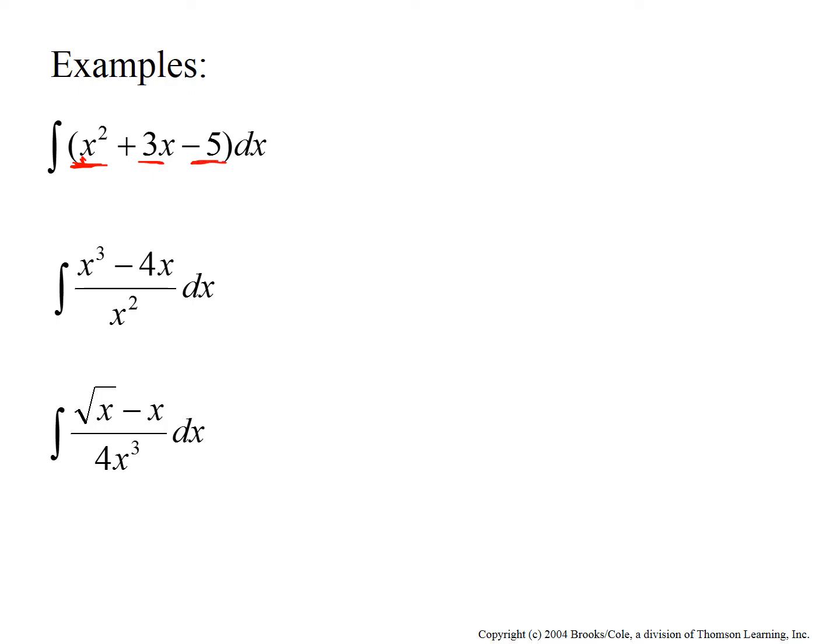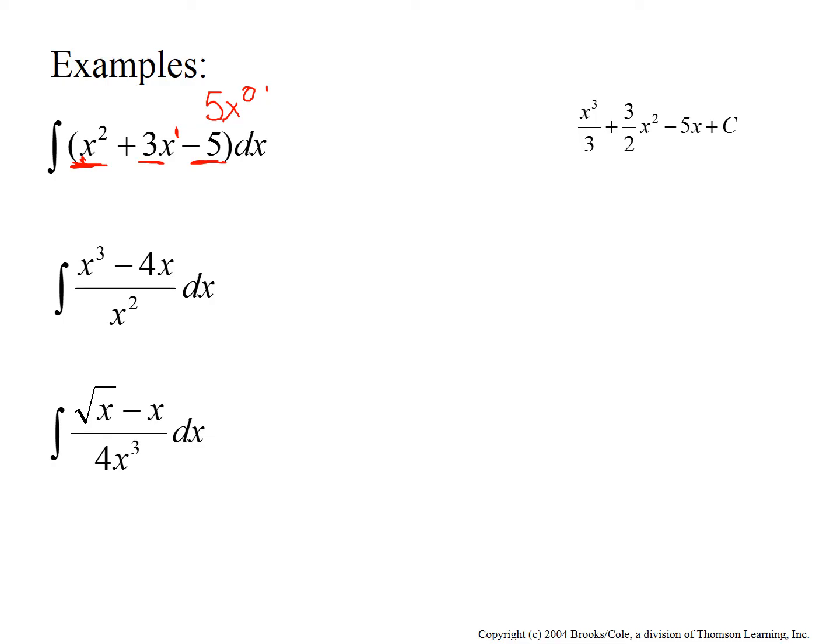And I want you to note that this can be written as 5x to the 0, because anything raised to the 0 power is 1, so I can write this as 5x to the 0. So when I take the integral of this using the power rule, I get x to the third over 3, and this will be adding 1 here. I get x squared, 3 divided by 2, and then minus 5x, because I have to add 1 to that 0, plus c.